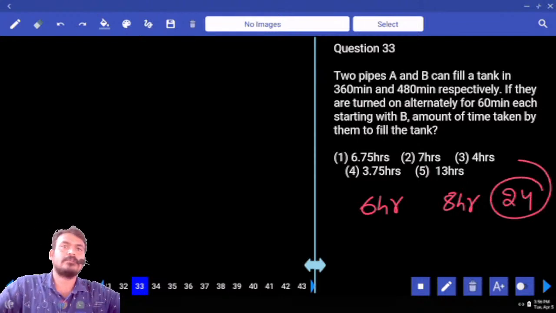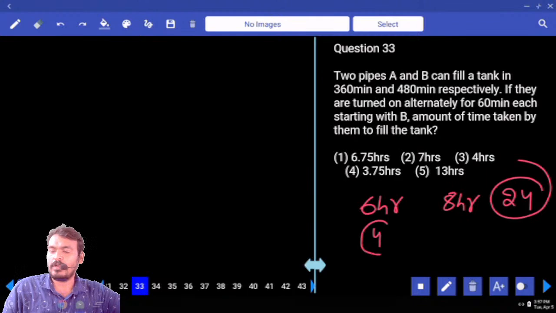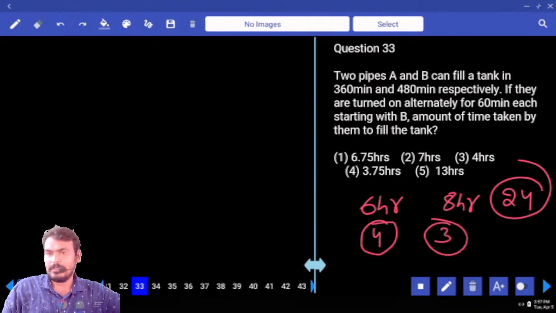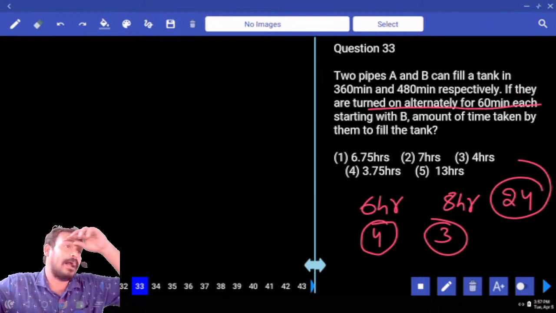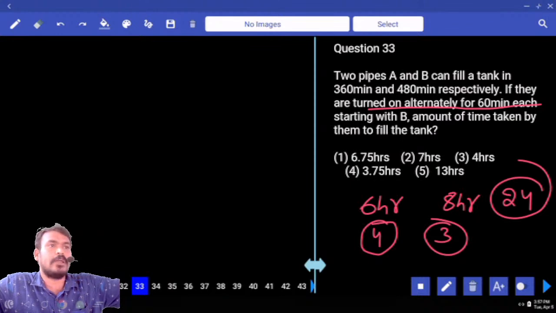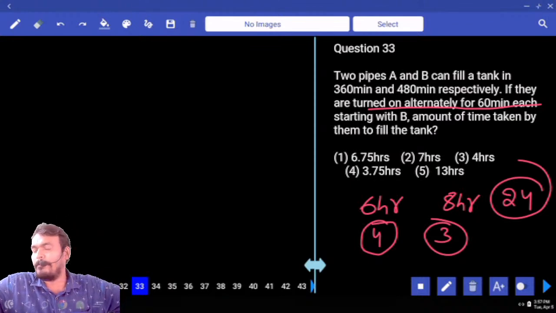Total tank capacity is how many liters? 24 liters. 6 how many times? 4 times. 8 how many times? 3 times. But here they are turned alternately, 60 minutes each. Alternately, 60 minutes means 1 hour or 2 hours? 1 hour. First one is B, second 1 hour A, third 1 hour B.